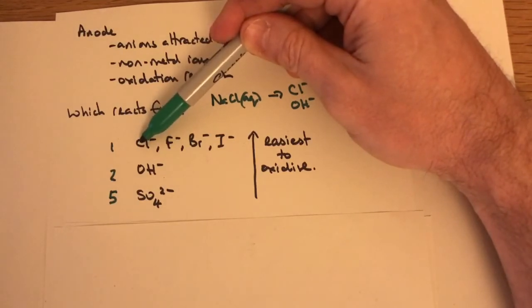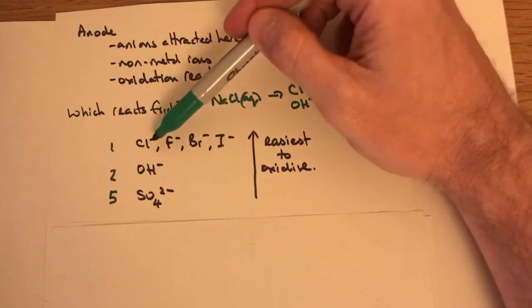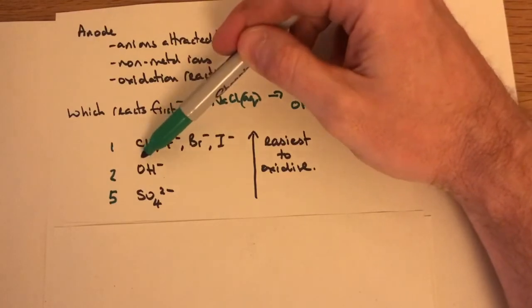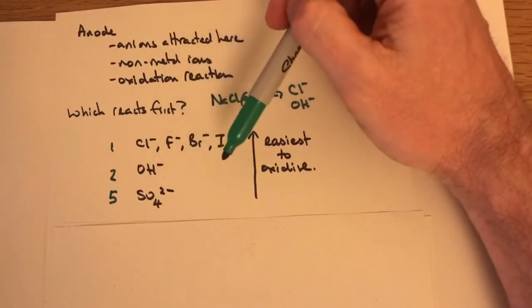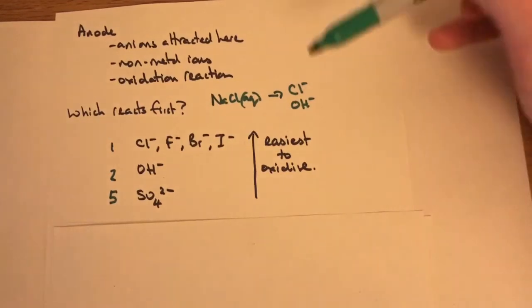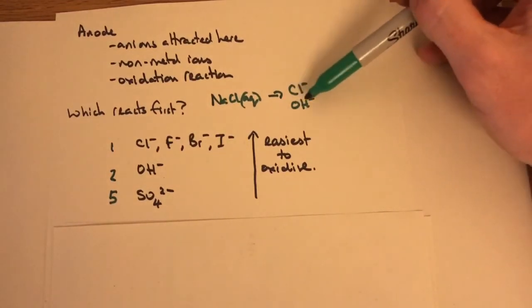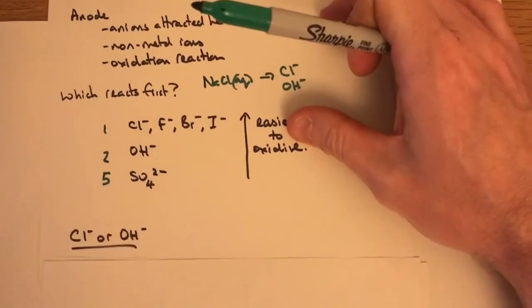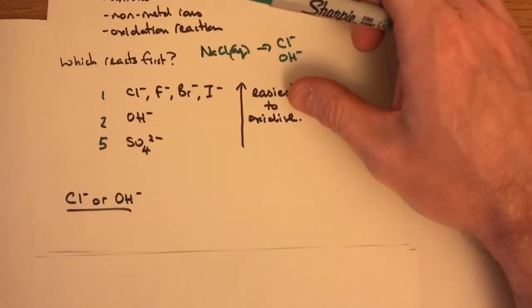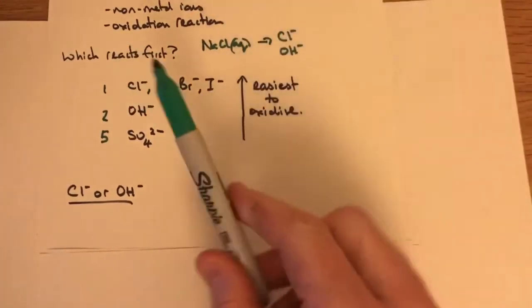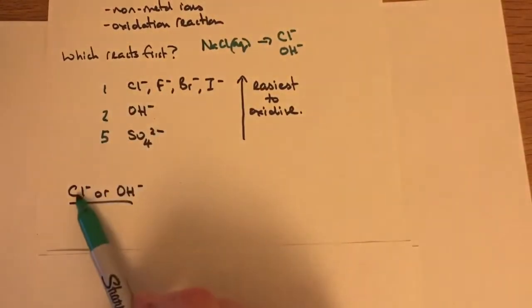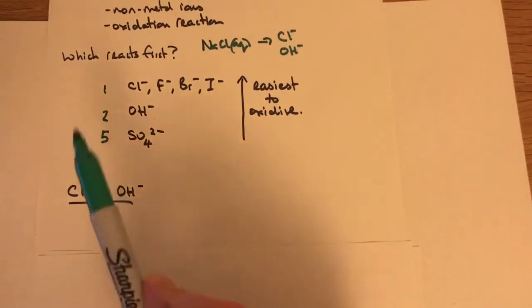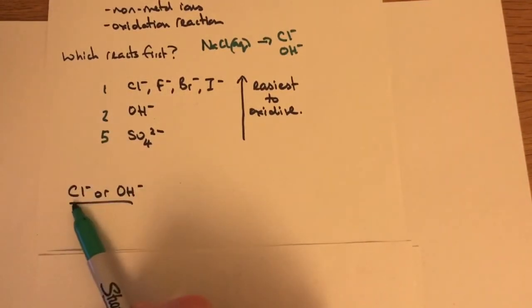The way for us to remember this is: the simpler the ion is, the fewer parts it has, the easier it is to oxidize. So in my example here, where I've got chloride ions or hydroxide ions, which of these two is going to react first? If I use this to help me, I know that this has got 1 part, this has got 2 parts, the simplest goes first, so it's going to be the chloride ion.